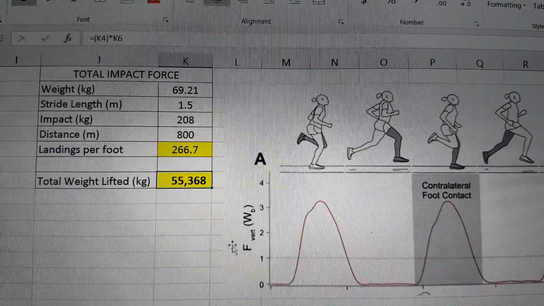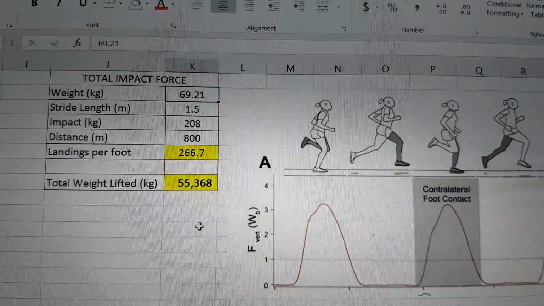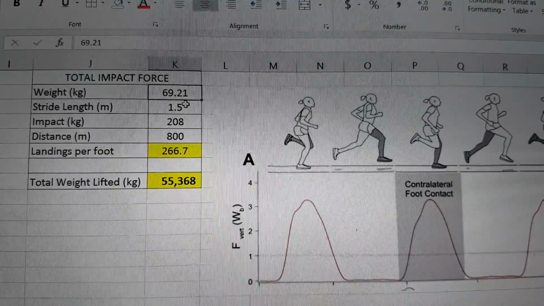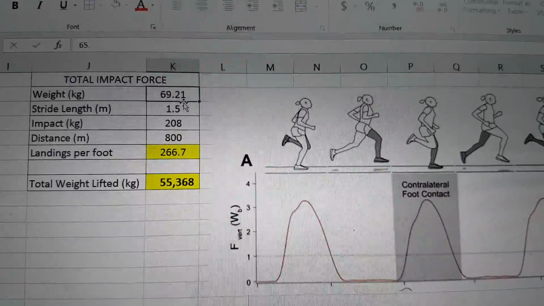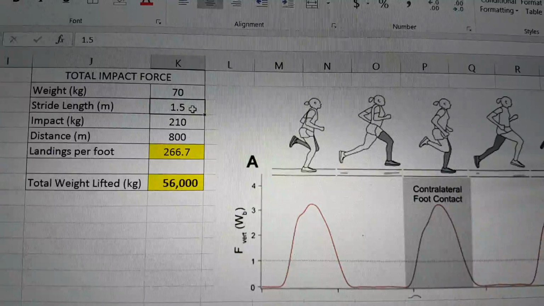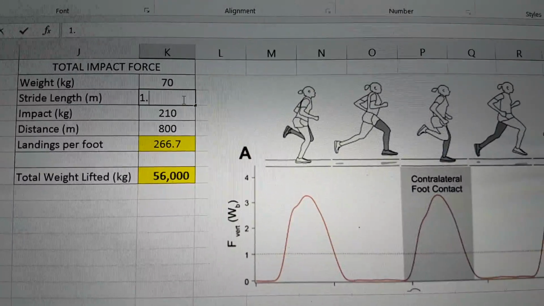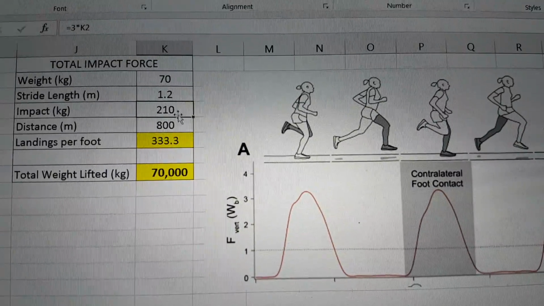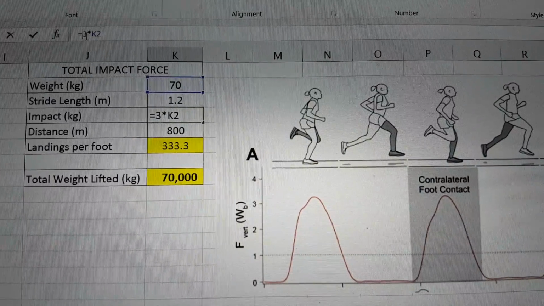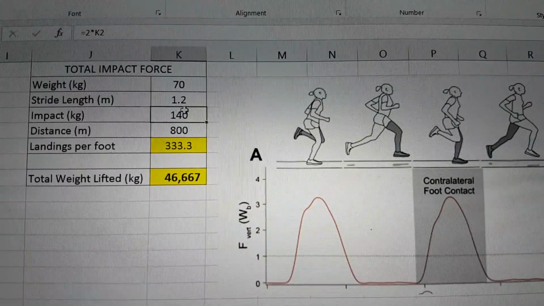So what if we changed this to a realistic situation of a long distance runner? Let's assume that this long distance runner is 70 kilograms, because that's a more realistic average. Because it's long distance, let's assume that stride length is only 1.2. Consequently, impact force may not be really 3 times, it may be just 2 times. So 2 times body weight is 140 kilograms.